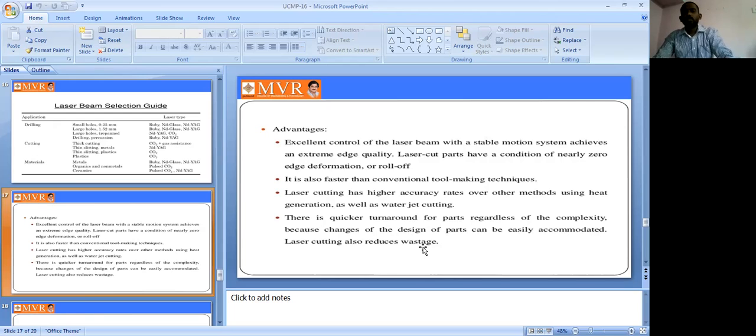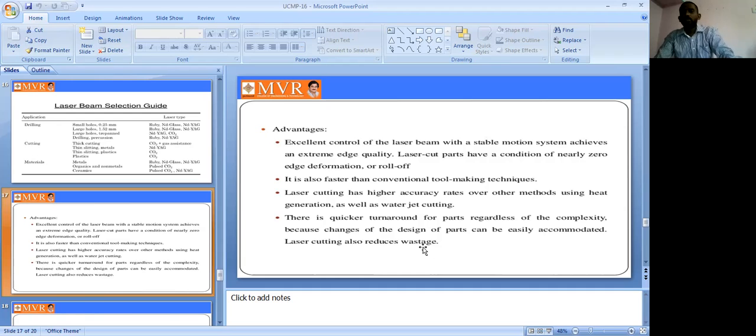So these are some of the advantages of the laser beam machining process: excellent control, the laser cutting condition with zero edge deformation, and it is faster than the conventional machining process. Laser cutting has high accuracy rates, heat generation can be used, as well as water jet cutting, in the laser beam machining process. It also gives a quick turnaround for the parts, and easy accommodation of design changes.